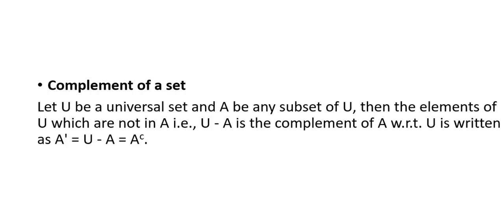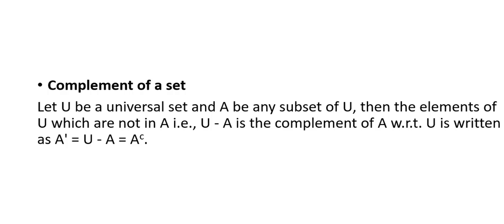So moving on, we're now going to learn what the complement of a set is. Let U be a universal set, okay, and A be any subset of U. Then the elements of U which are not in A, that is U minus A, is the complement of A with respect to U and is written as A prime, or A power C. These are the possible ways of writing a complement. Either you write it by using A prime or you use A power C.